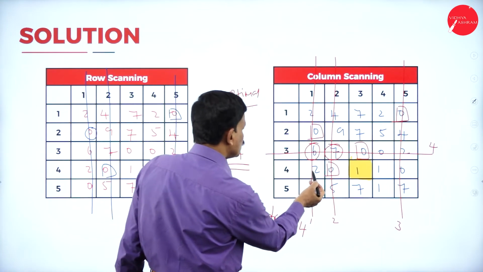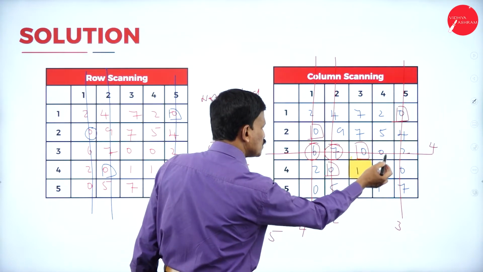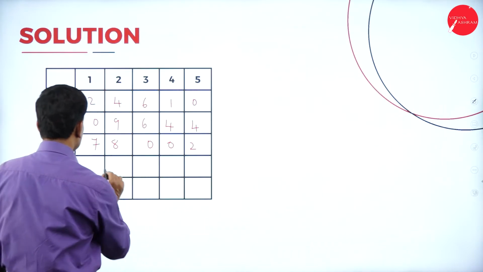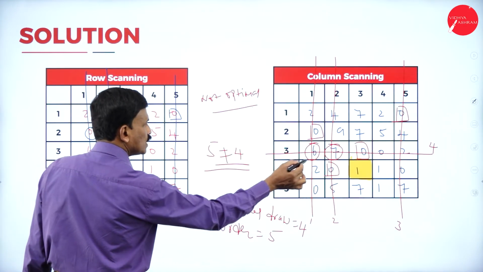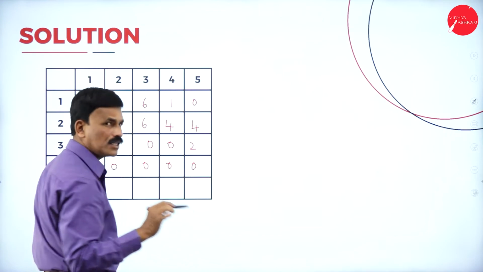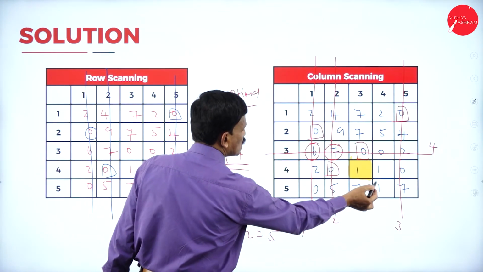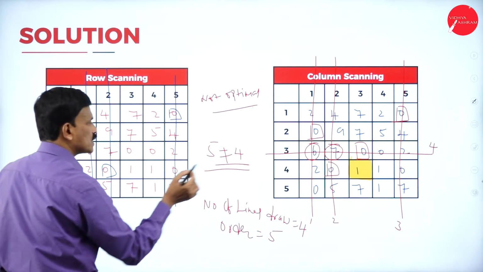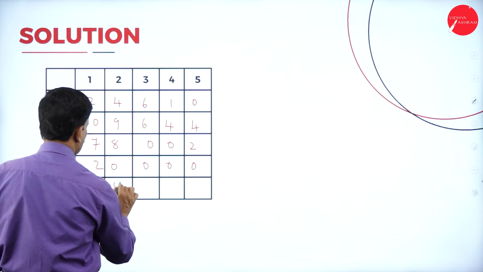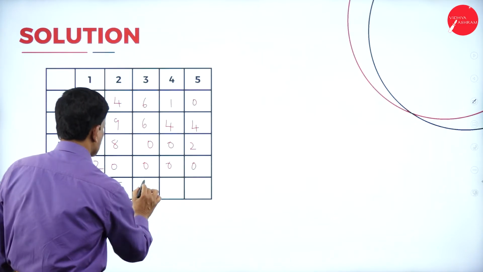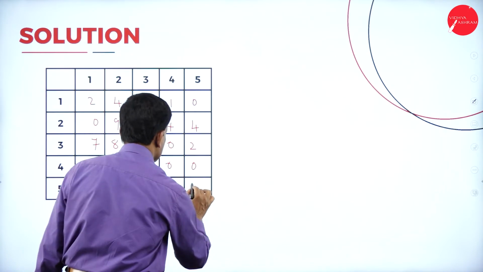Okay. Here 2, 0, 1 minus 1, 0, 1 minus 1, 0, 0. 2, 0, 1 minus 1 is 0. Again that 0 as it is. And the last row 0, 5, 7 minus 1 is 6, 1 minus 1 is 0 and 7.